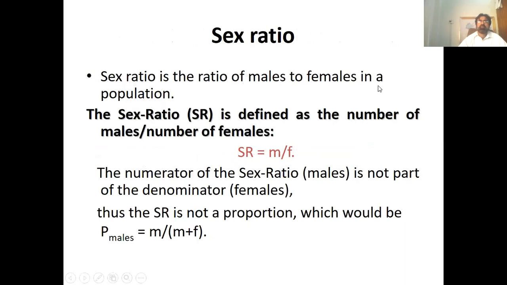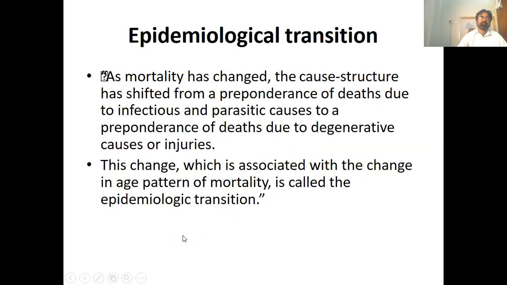Sex ratio is the ratio of males to females in a population. The sex ratio is defined as the number of males over the number of females. So sex ratio is male over female. The numerator of the sex ratio, male, is not part of the denominator, and that's why it is called a ratio. If you take the numerator from the denominator, then it becomes a proportion, which is not a ratio. But here, the male is not taken from the female, so it is a ratio. Thus, the sex ratio is not a proportion, which could be, for example, proportion of males equals male over male plus female. Here the numerator is taken from the denominator, so in this case it would be a proportion rather than a ratio.